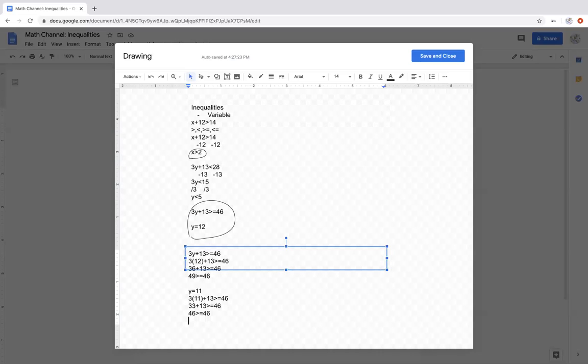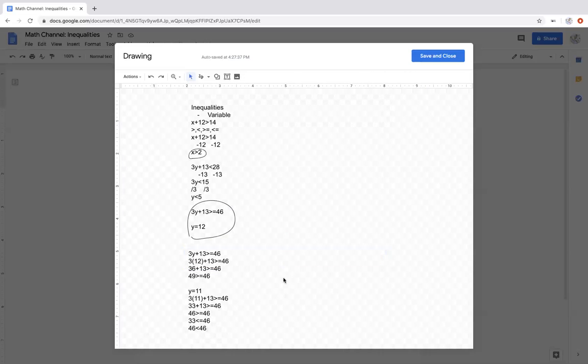And if you had, for example, as the final answer 33 is less than or equal to 46, this would be correct as well. On the other hand, if you had 46 is less than 46, this would be wrong, since 46 is not less than 46. Now, let me do a couple more examples for you to get the hang of it.